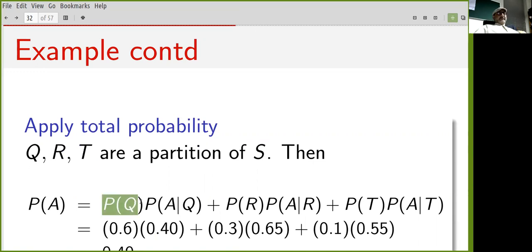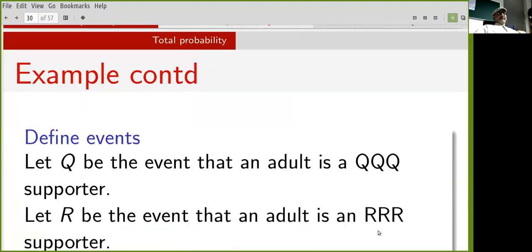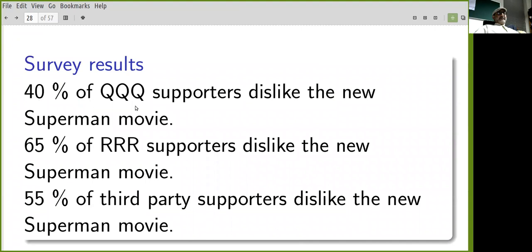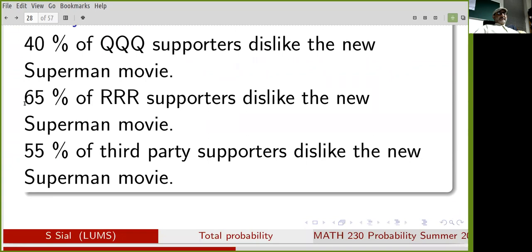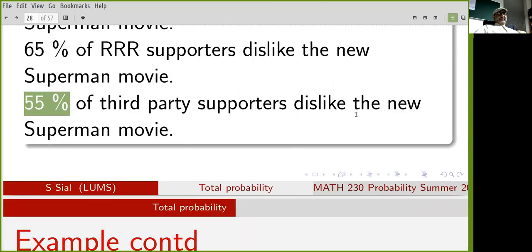Okay, so the probability of Q we were given is 60% support QQQ. Probability of R, we were given that 30% support RRR. And the probability of T, we were given that 10% support third parties. What else were we given? We were given that 40% of the QQQ people dislike the new Superman movie. So the probability of A, that an adult dislikes the Superman movie, given that the adult is a QQQ supporter, so the probability of A given Q is 40%. The probability of A given R is 65%. And the probability of A given T is 55%.